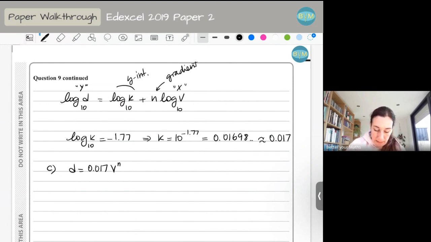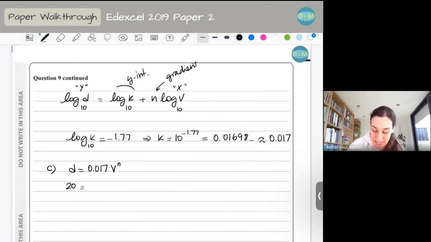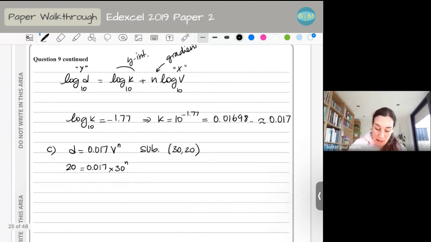D is going to be, is it 30 or 20? 20. I don't want to get it wrong. So just substituting, 20 equals 0.017 times b, which is 30 to the power of n, and I will find n. How? I'm going to do 20 divided by 0.017 is equal to 30 to the power of n. And you can solve this in a few ways.